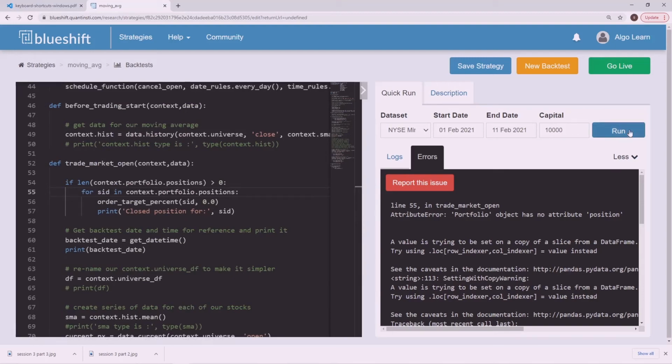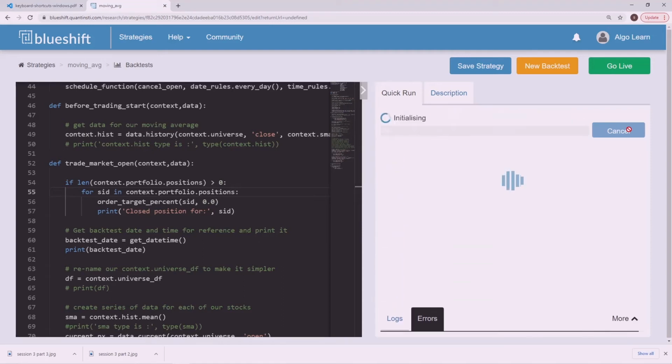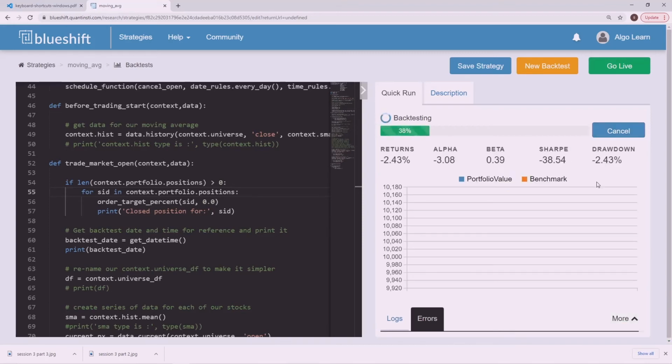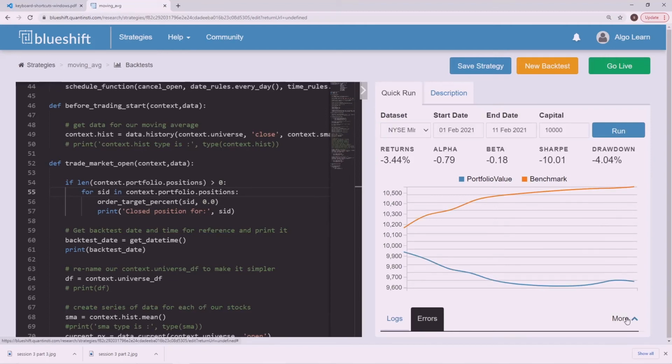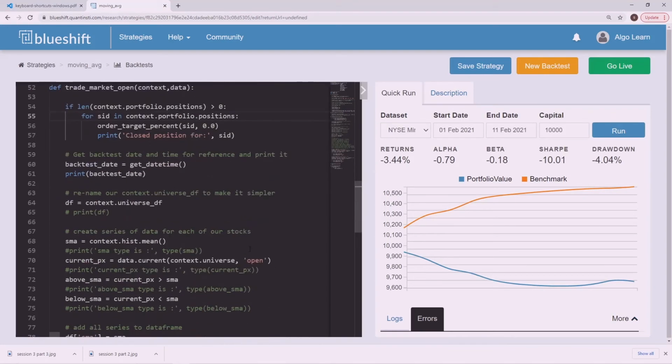All right, let's try again. One little S can cause all that heartburn. All right, let's see what else. Oh no, we're good. Okay, so it actually ran from February 1st through February 11th. Let's check out the logs. You could see our portfolio went down in value. Benchmark went up. Not very good performance, I must say, for the week and a half for this algorithm.